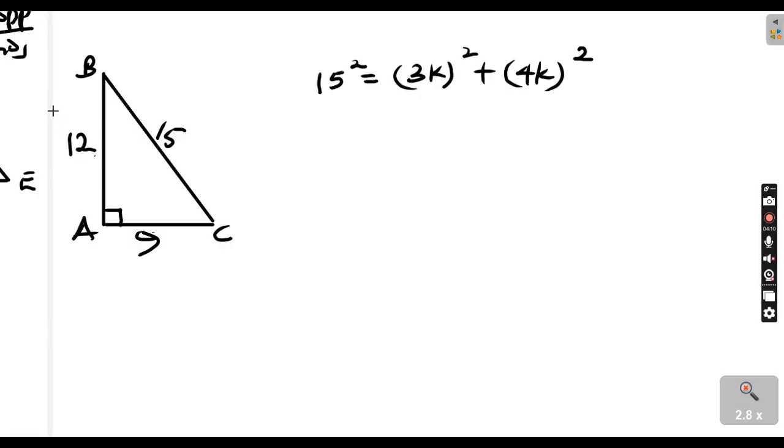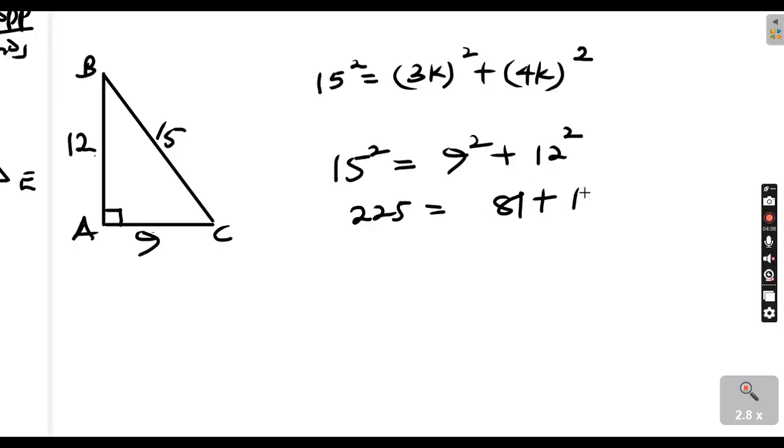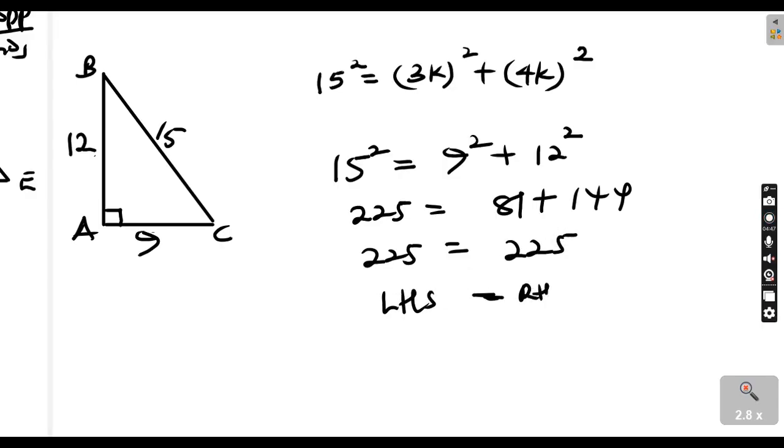Okay, so let's test if our analysis is correct. You know that in every right angle triangle, the square of the hypotenuse must be equal to the sum of the squares of the 2 other sides containing the right angle. So basically, our left hand side must be equal to our right hand side. So let's check. 15 square is what? 225. 9 square is what? 81. And 12 square is what? 144. So we have 225 equals 81 plus 144. What do you have? 225. So you can see that left hand side is equal to right hand side. So this is actually correct.